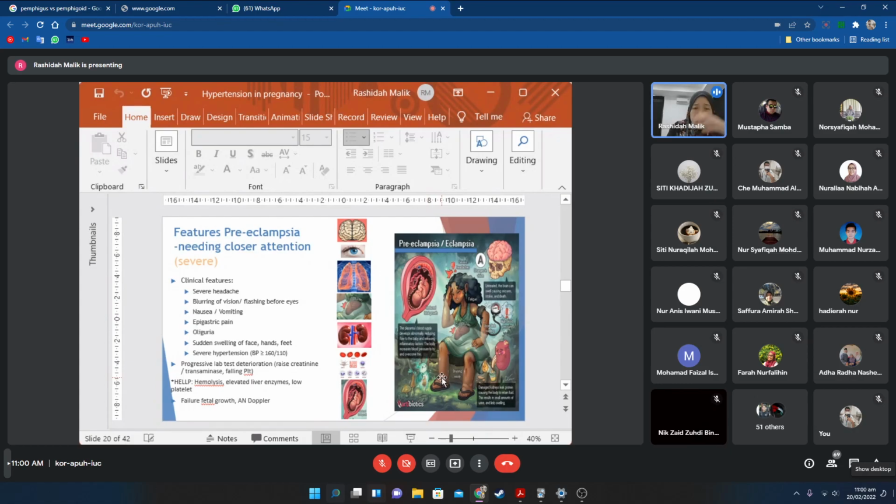It's easy to remember with a head to toe approach. You go from the head, the brain, the eyes. So you have headache, blurring of vision, flashing before the eyes, nausea and vomiting. Although the features of the lungs are not included in the clinical features of severe preeclampsia, I put it here because the patient can have acute pulmonary edema as well. And even if the patient has hypertension with pulmonary edema, it could be a spectrum of preeclampsia as well. Then you go down to the liver, where the patient can have epigastric pain and increased transaminases. Then the kidneys, where the patient can have oliguria and, as mentioned, raised creatinine levels.